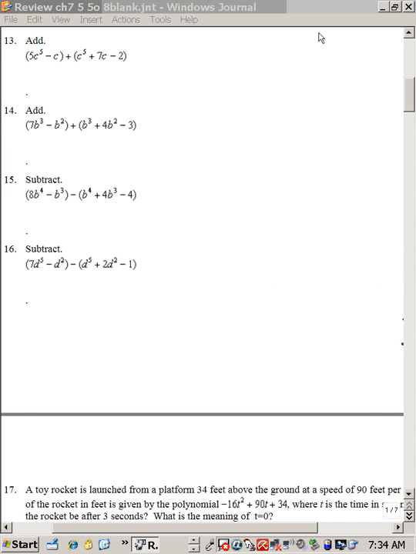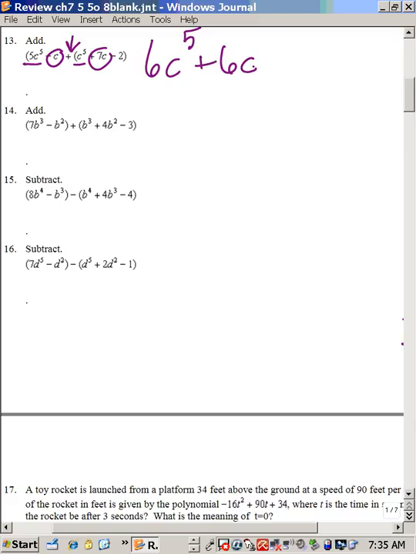Number 13, I'm going to add these two polynomials together. Since it's addition, I can just drop the parentheses and add what's left. That's 5c to the 5th and another c to the 5th makes 6c to the 5th. And then minus c put with plus 7c makes 6c. And then the constant on the end is going to be a minus 2.